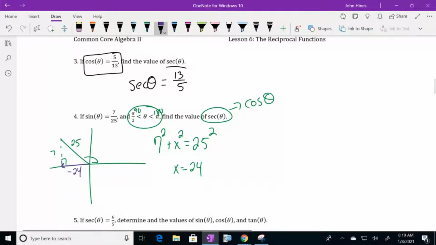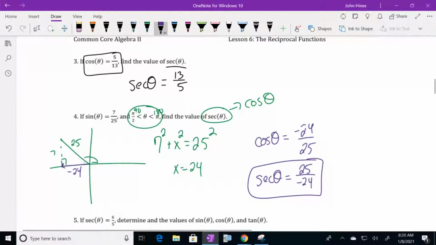So draw a picture, Pythagorean theorem. I can find cosine. Cosine is adjacent over hypotenuse, which is buy one, get one free. If I know cosine, I also know the value of secant. Secant is the reciprocal of cosine: hypotenuse over adjacent.